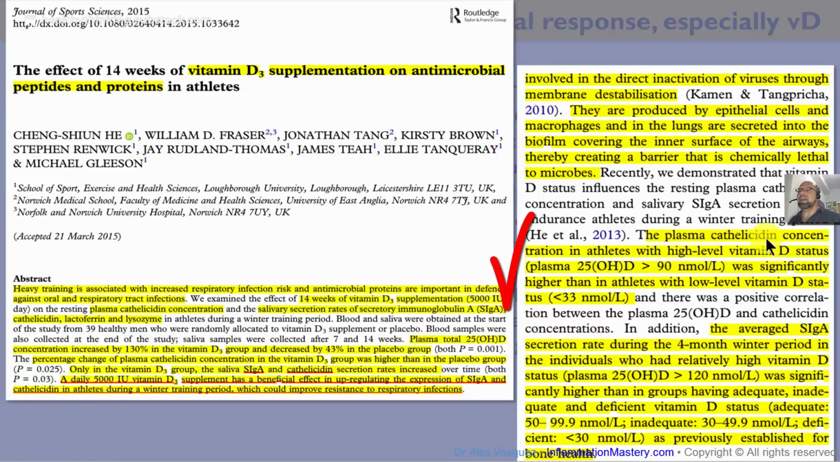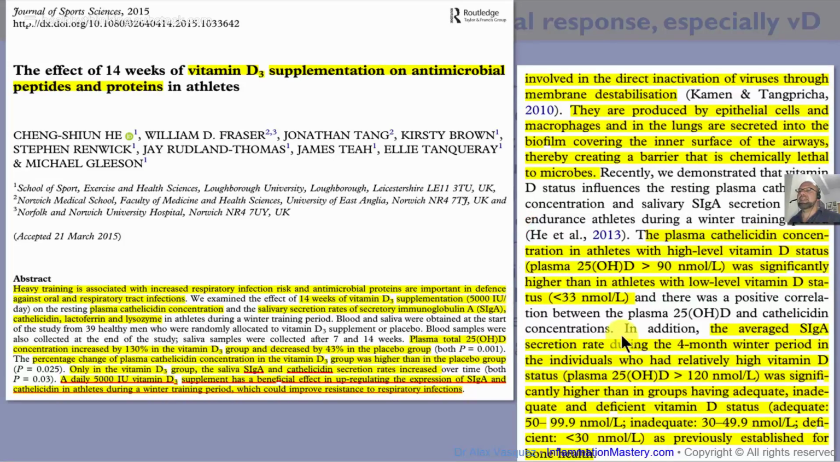The plasma cathelicidin concentration in athletes with high-level vitamin D status was significantly higher than in athletes with low-level vitamin D status. So what they refer to here as high-level vitamin D status is actually quite good. Anything above 80 is at least adequate, and here they're talking about above 90, so that is actually quite adequate. And here when they talk about deficiency, this is gross deficiency. So what they're showing here in this review of the literature is that higher vitamin D levels correlate with higher levels of antimicrobial peptides, specifically cathelicidin.